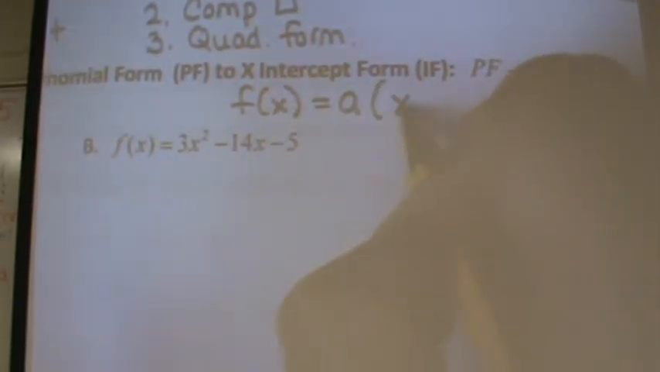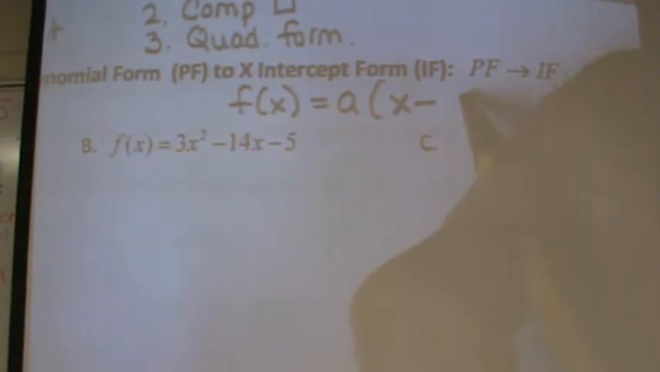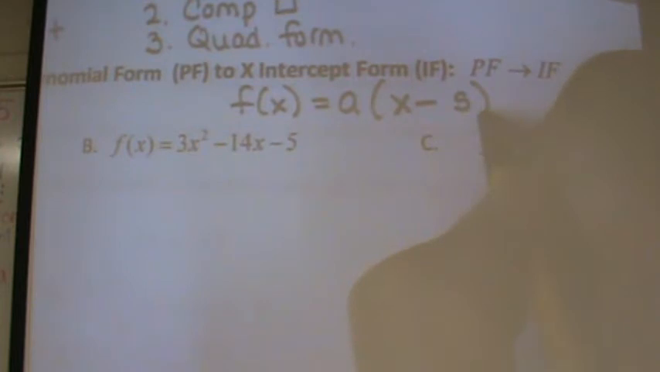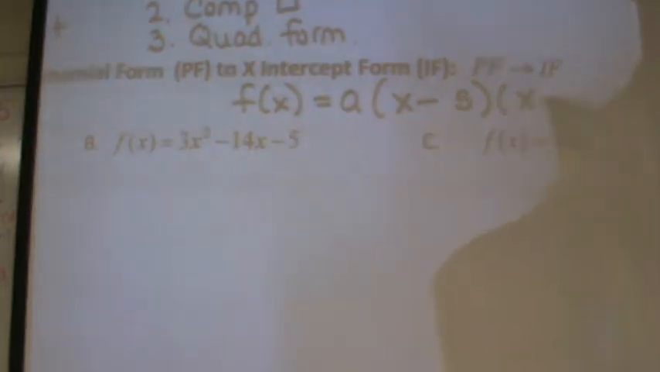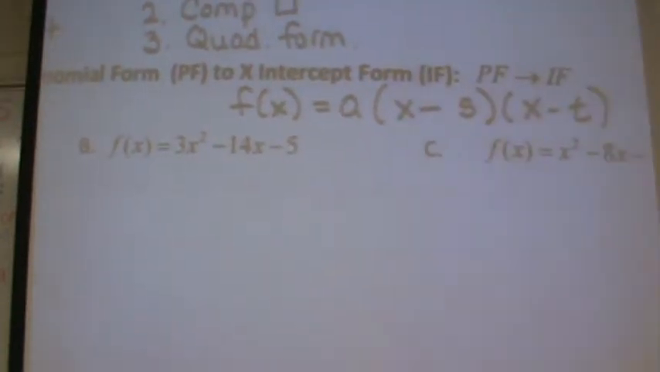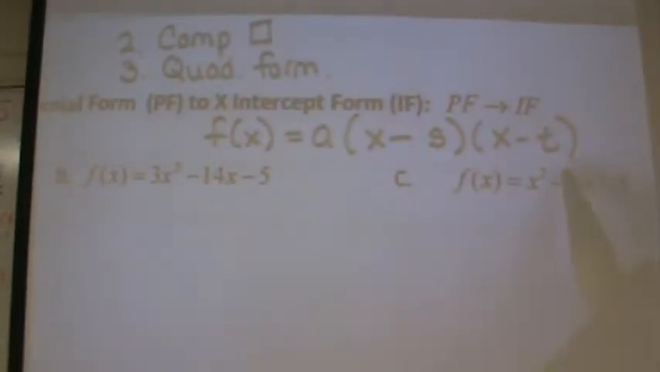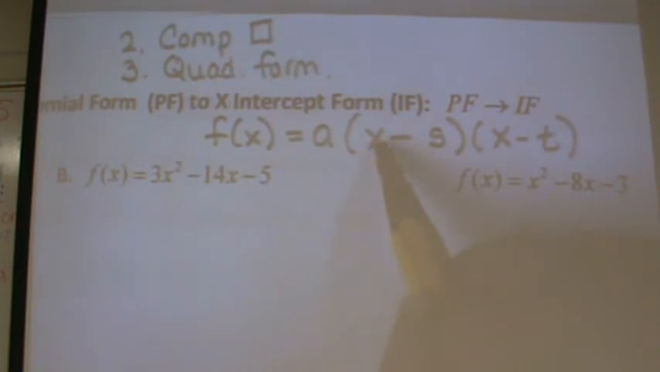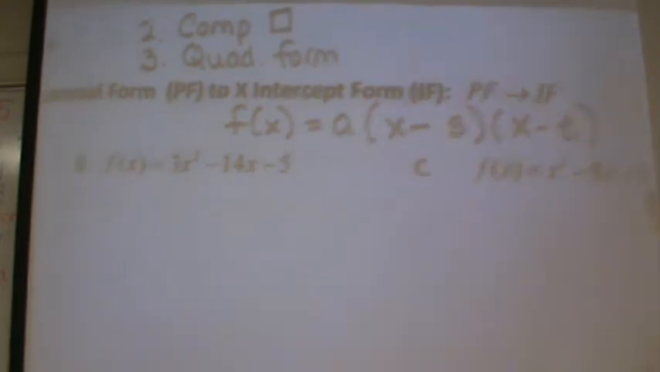The x-intercept form looks like this. F of x, write this down, equals a, and then x minus s, and x minus t. We'll use s and t as our x-intercepts. It's always the opposite. S and t are your x-intercepts. You need the a value and you need the 2 x-intercepts. Sometimes there's only 1, so it might be x minus s squared.